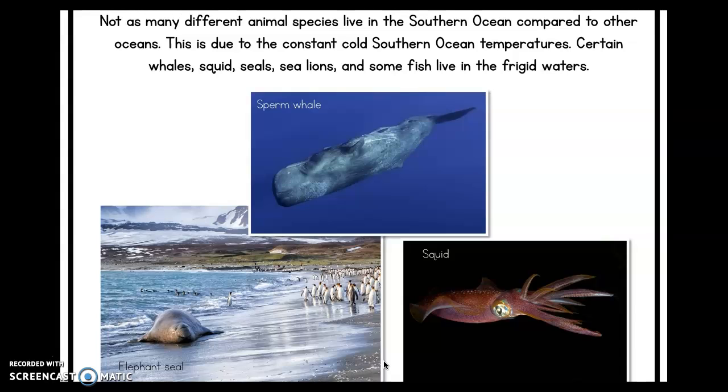Not as many different animal species live in the Southern Ocean because it is constantly very cold there. But certain whales, squid, seals, sea lions, and some fish live in the cold waters.